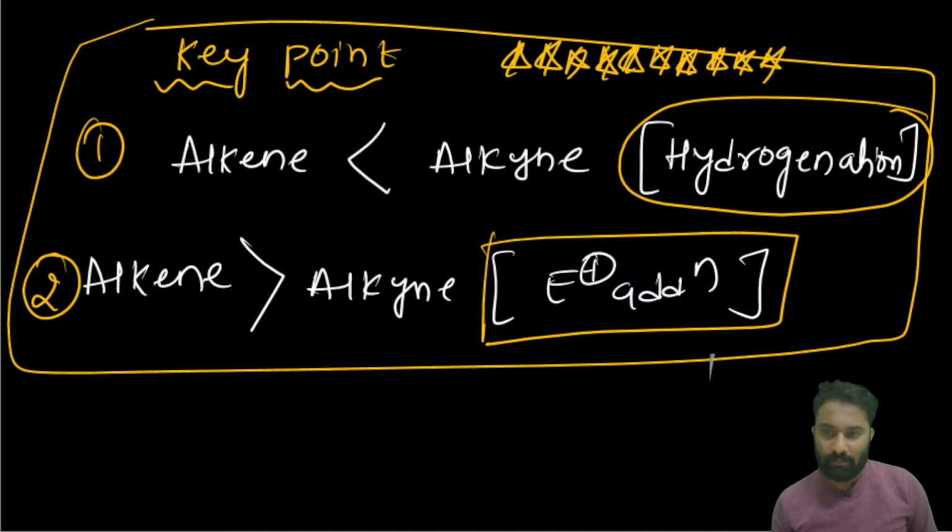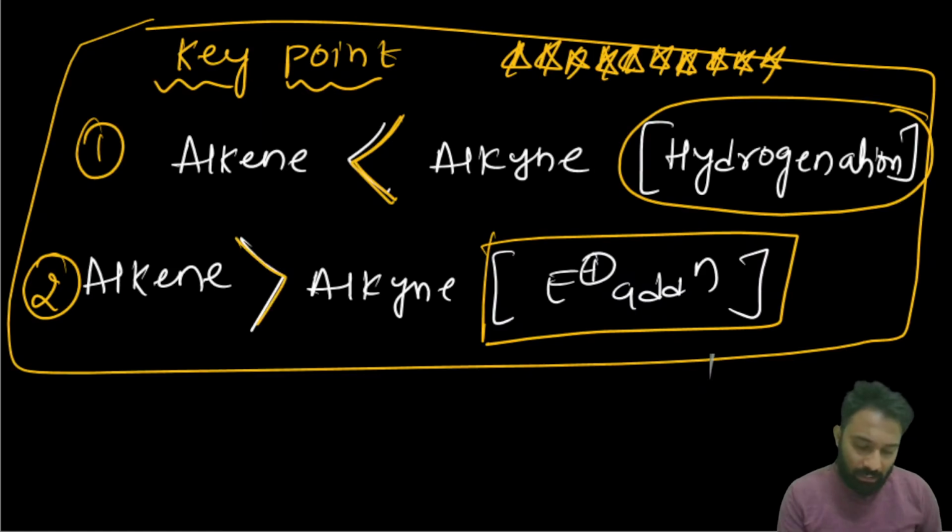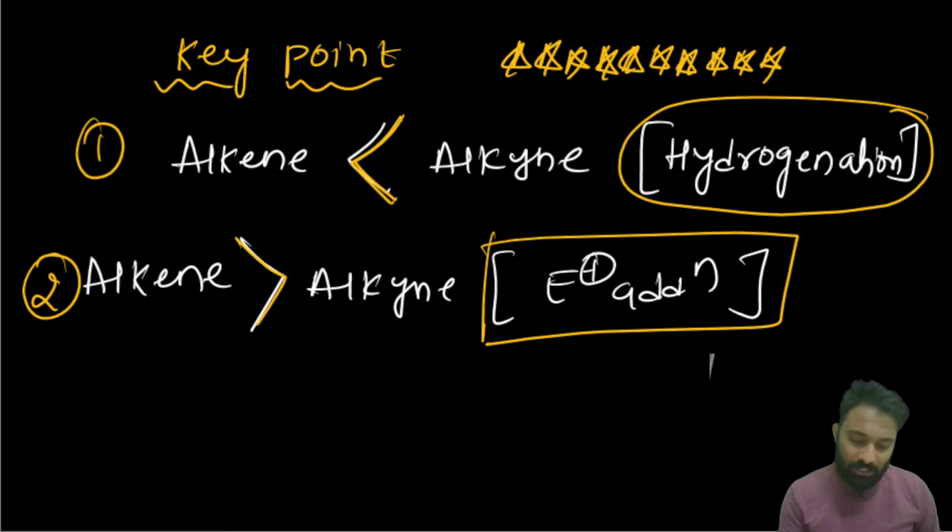Clear? In hydrogenation reaction, alkyne will readily undergo. In electrophilic addition, alkene will readily undergo. Electrophilic addition means what should be there? A stable carbocation should form, right?